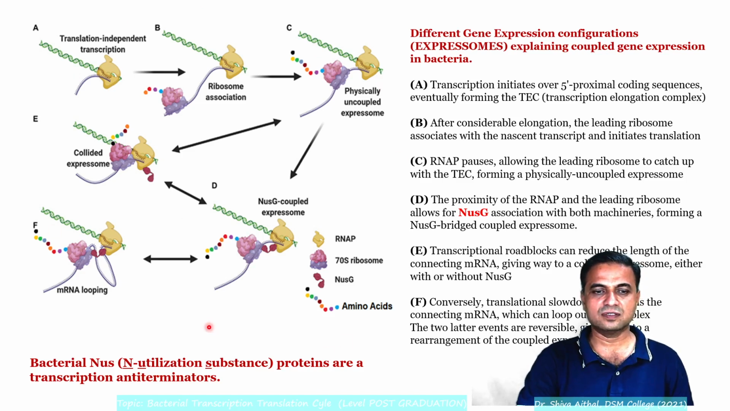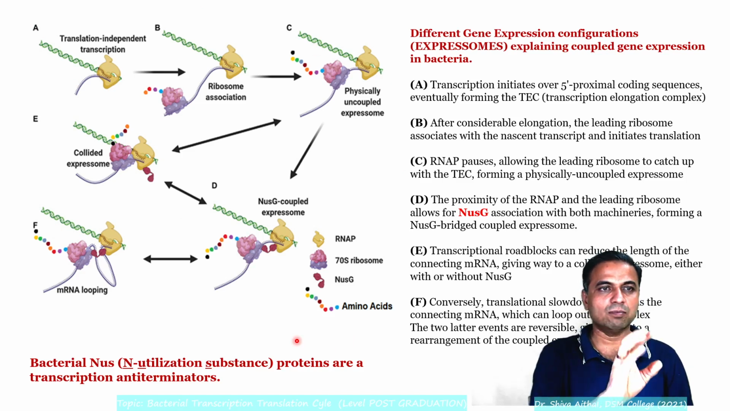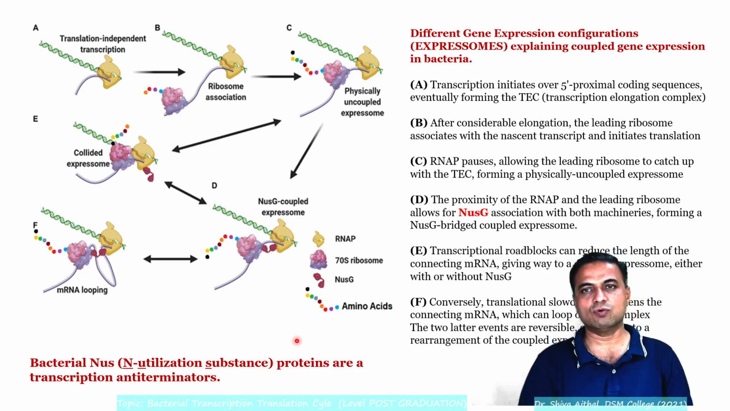Okay, so now see here, all these A, B, C, D, E, F pictures may seem somewhat complicated, but now I would like to focus on some. Let us see these pictures one by one, and I have five points to tell regarding this. I have one terminology here which I call the transcription elongation complex, similarly the translation elongation complex, and all this will be called the expressosome, expressosomes.